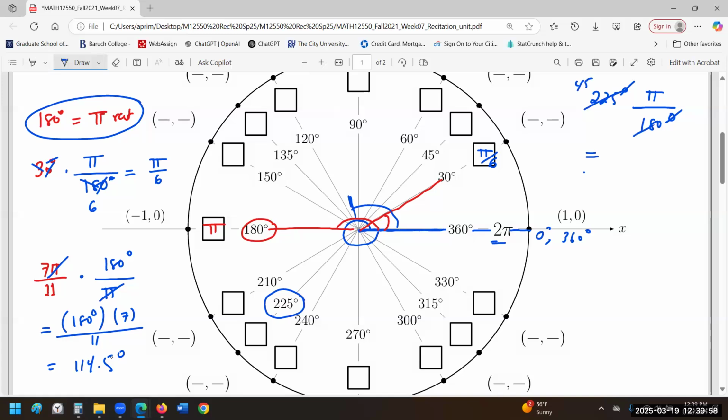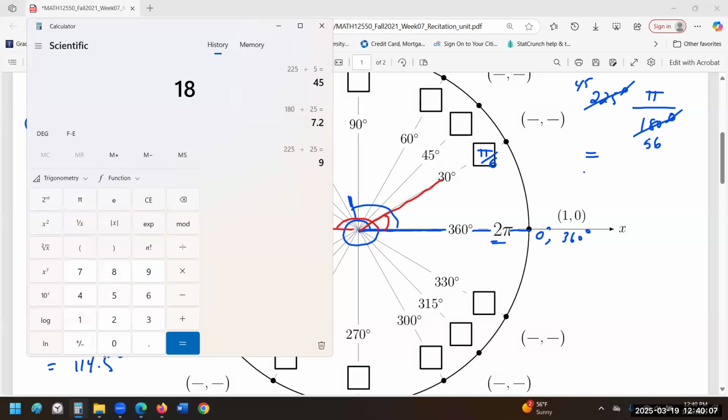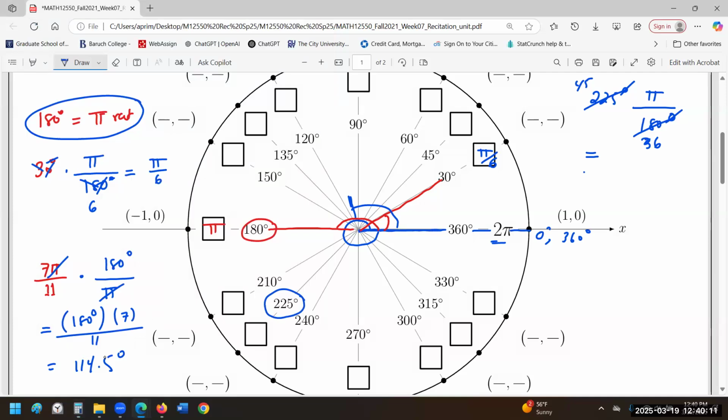45 here. Let me just make sure. 180 divided by 5 is 36. Now both of these are divisible by 9. So 9 goes into 36 four times, and 9 goes into 45 five times. So this is the same as 5 pi over 4, and you cannot reduce this anymore.